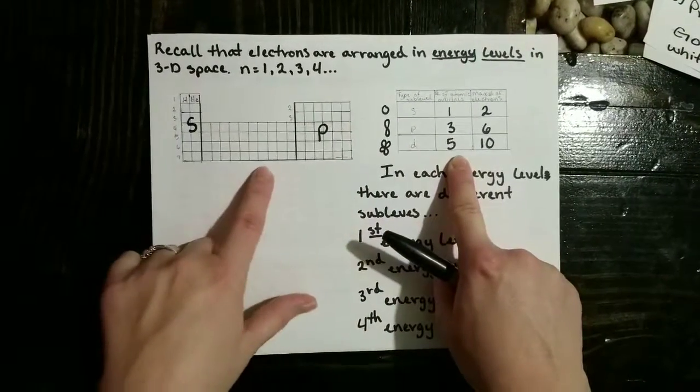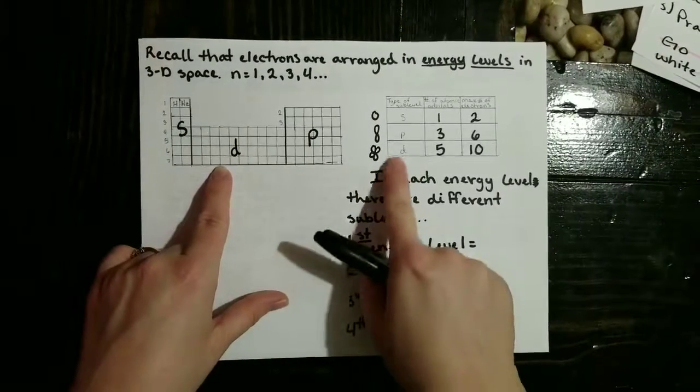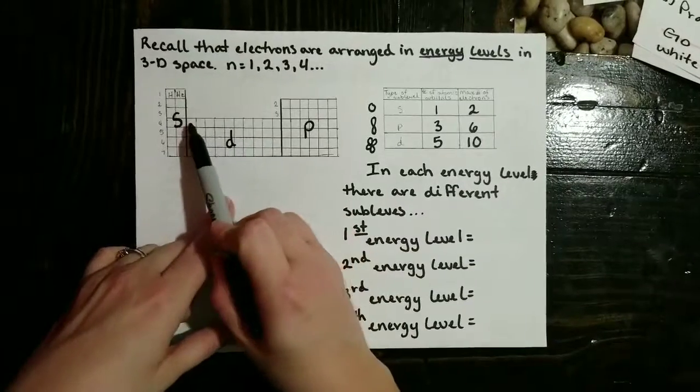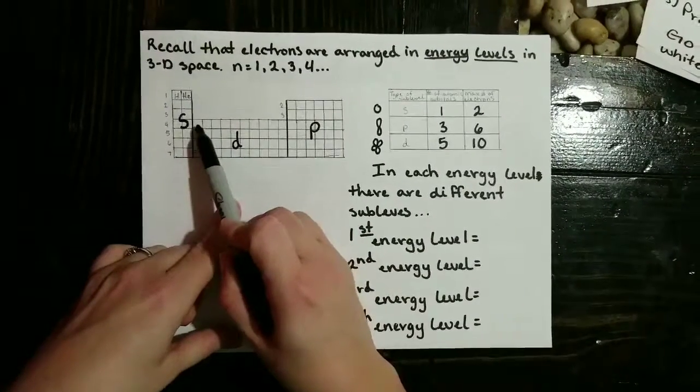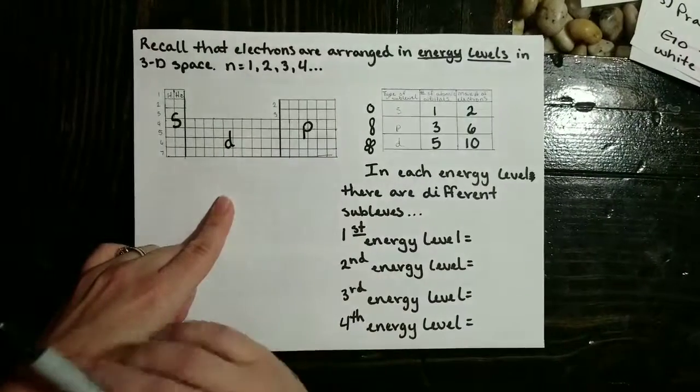And the d sublevel are your transition metals. Your d sublevel for each energy level can hold up to 10 electrons. So for this energy level, 1, 2, 3, 4, 5, 6, 7, 8, 9, 10. That makes sense.